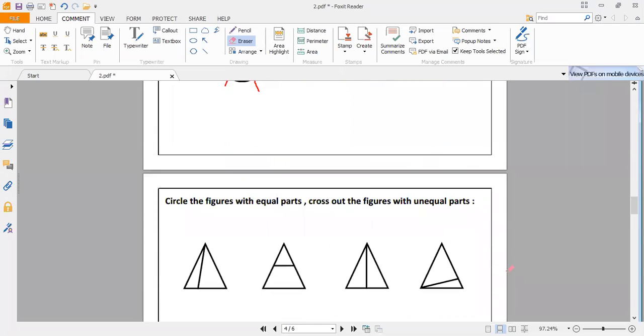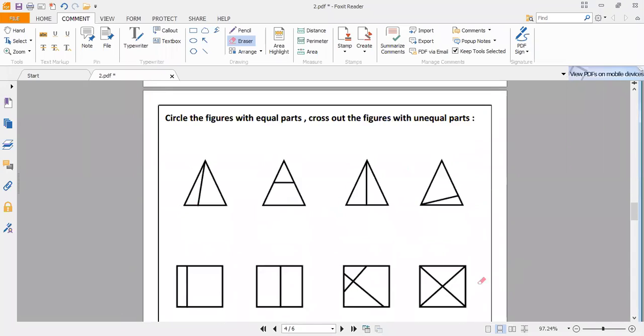Thank you. Mustafa? Yes, Mustafa. Read the question. Circle the figures with equal parts. Cross out the figures with unequal parts. Here we're talking about unequal parts in general, okay? Unequal means they're not equal. So let's start with the triangles, Mustafa.